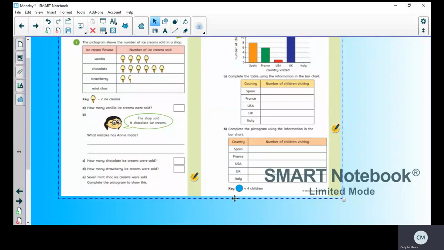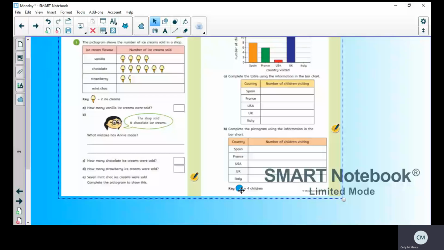So the key is saying 1 circle represents 4 children. So for example, Spain had 8 children. So how many circles would you need to draw for Spain if you're using the circle to represent 4? Now, if you draw half a circle, that's going to be half of 4, isn't it, which represents 2. So have a look at how many people visited each country and then draw the correct pictures to represent that.